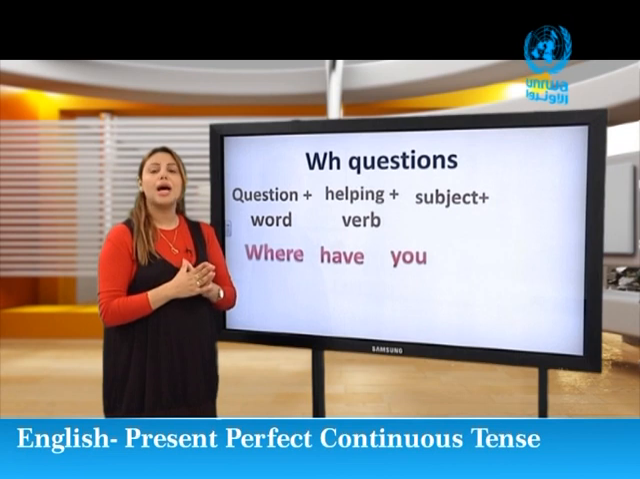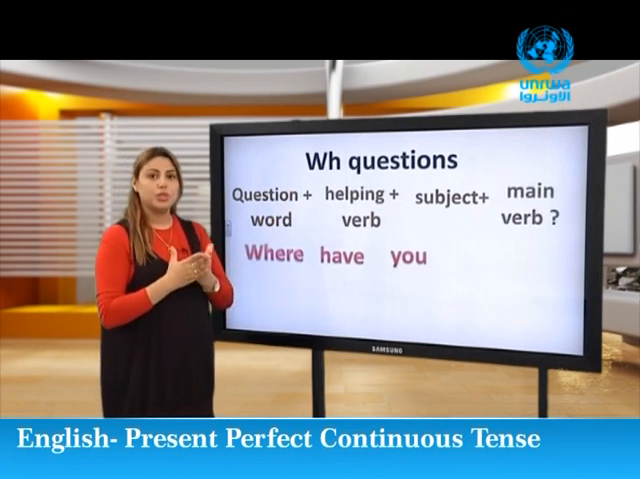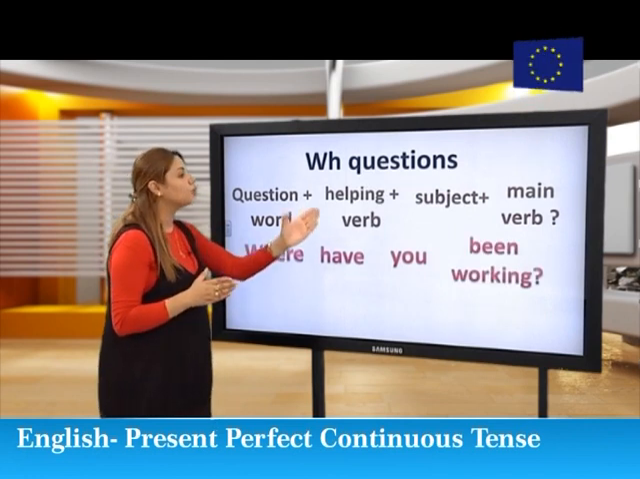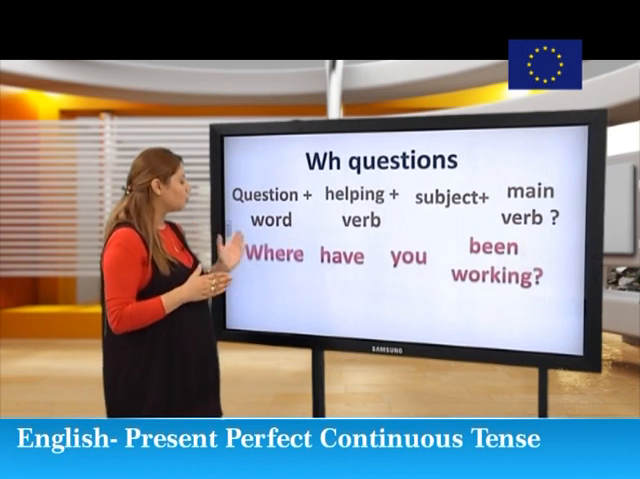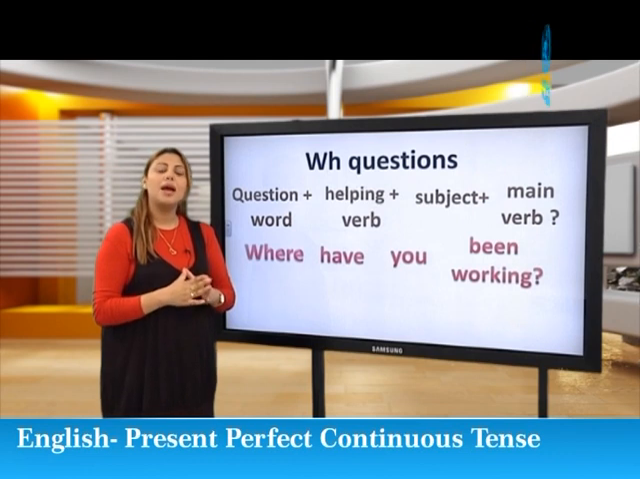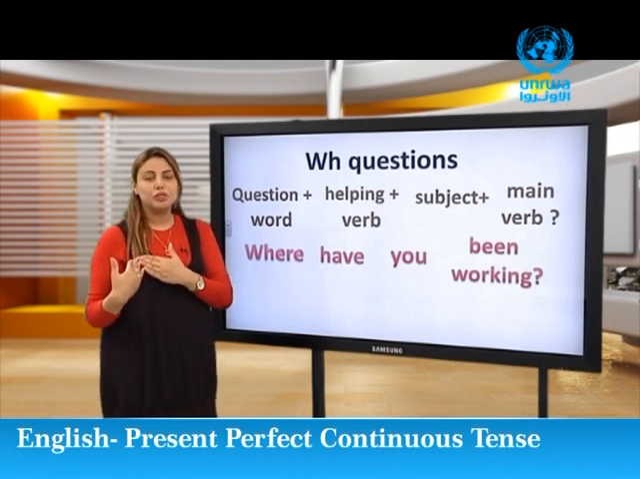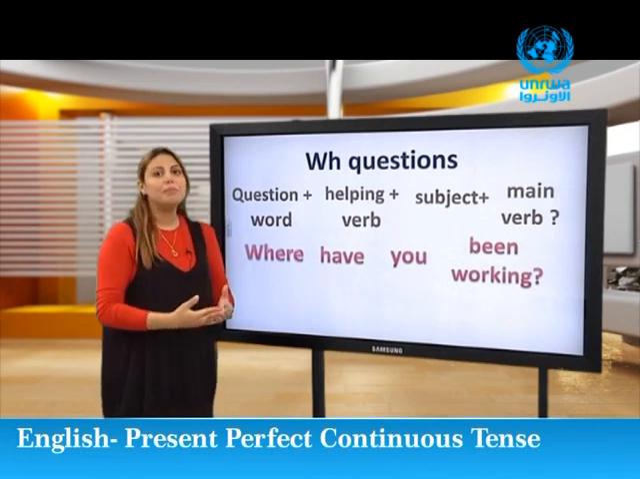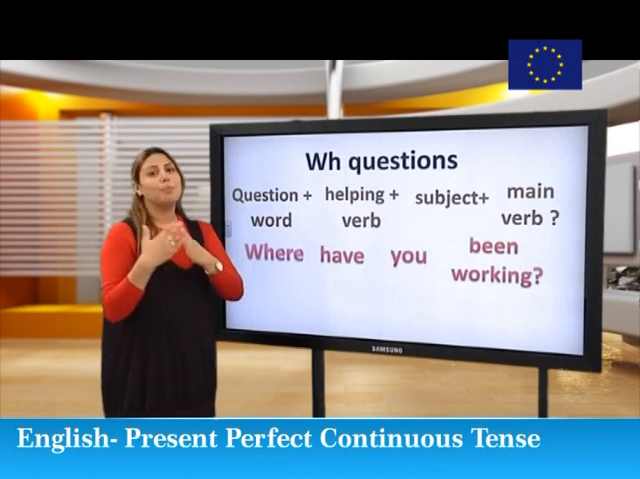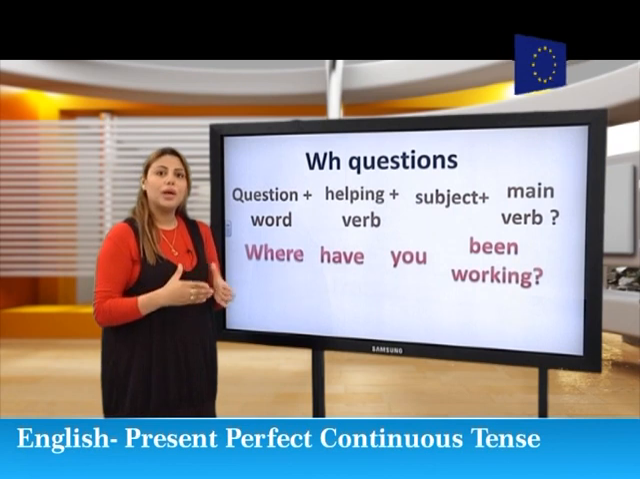And what is the fourth part? It's the main verb, which is been working. Where have you been working? Where have you been working? هذا السؤال يحمل معنى أن هذا الشخص كان يعمل في الماضي في مكان ما وما زال يعمل إلى حتى الآن، فأنا أسأله عن المكان الذي بدأ العمل فيه وما زال يعمل فيه في الوقت الحاضر.